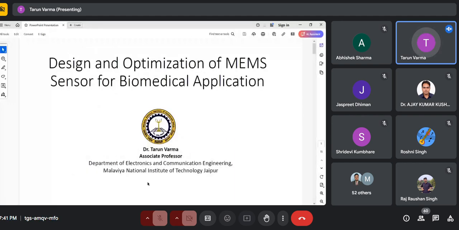Good evening, everybody, the participants as well as the faculty members. Dr. Abhishek, I start with recent trends. I have chosen this particular topic: design and optimization of MEMS sensor for biomedical application. This has been done by one of my PhD students, and that is what I am presenting. It is a hot topic of biomedical application. This is the introduction to sensors.